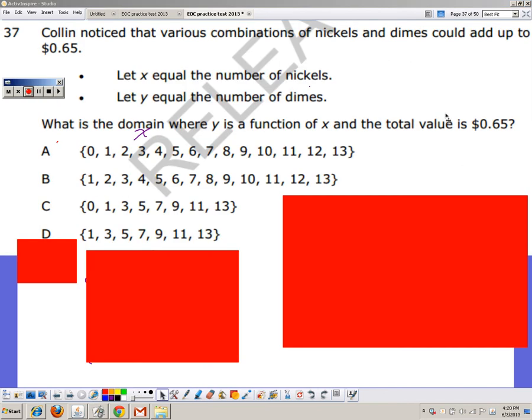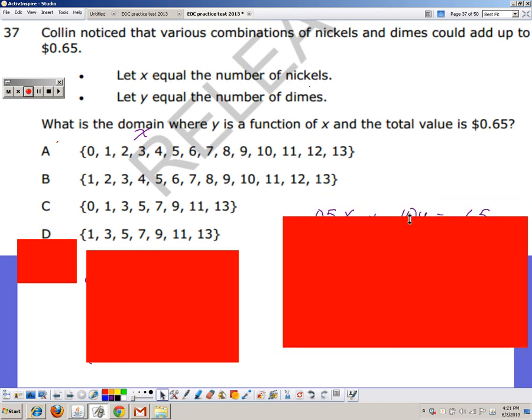For number 37, they say let x equals the number of nickels, let y equals the number of dimes. Okay? And they want us to find the domain, the right x's that will let y be a function of x. And we have a total of 65 cents. First step, let's write money as a function. So nickels are worth 5 cents each.